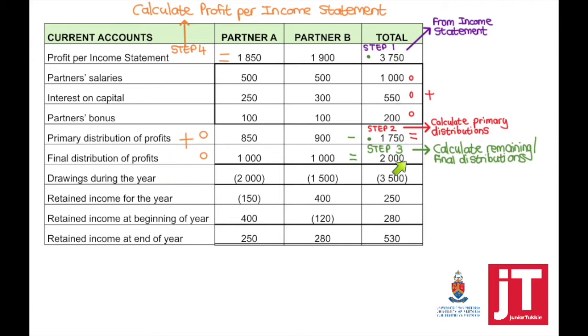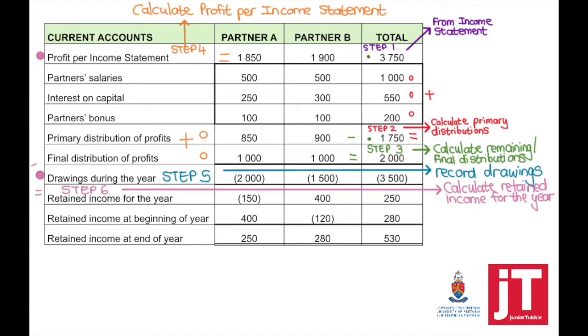If I've done these steps correctly, it means that the profit per income statement partner A plus profit per income statement partner B must equal the net profit for this year. Step number 5, record the total drawings for this year. This must always be shown in brackets because we need to subtract it. Step number 6, calculate the retained income for the year. To calculate it, it's my profit per income statement minus the drawings during the year.